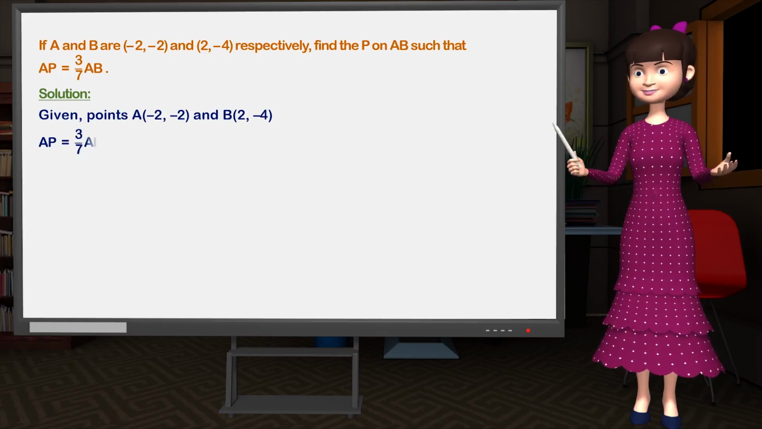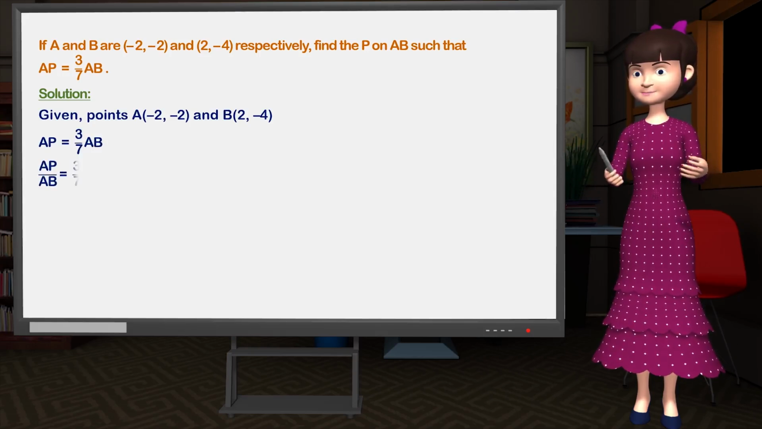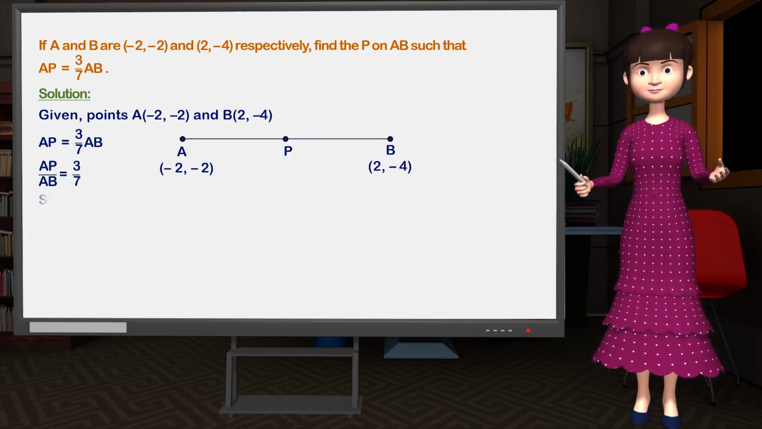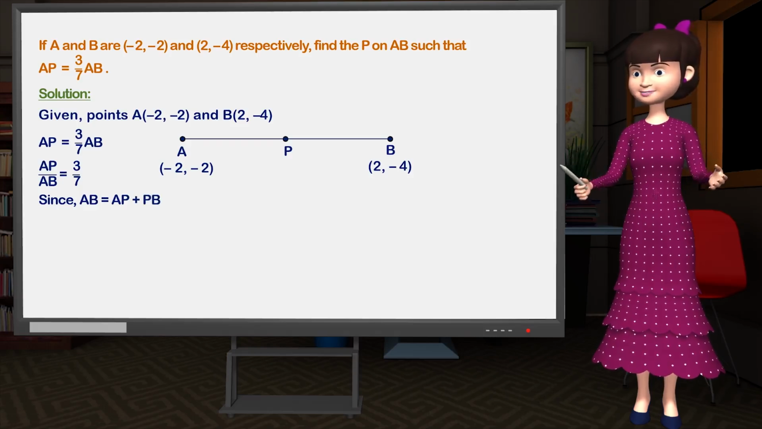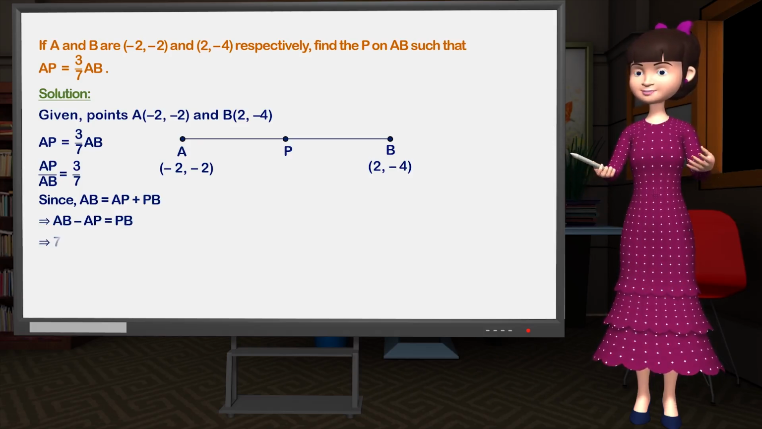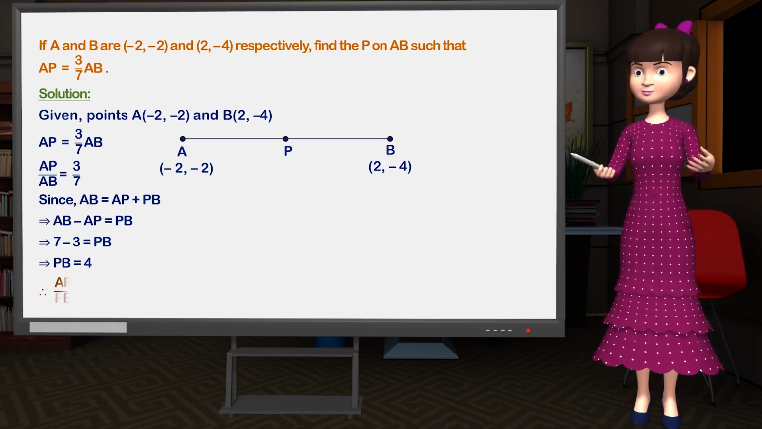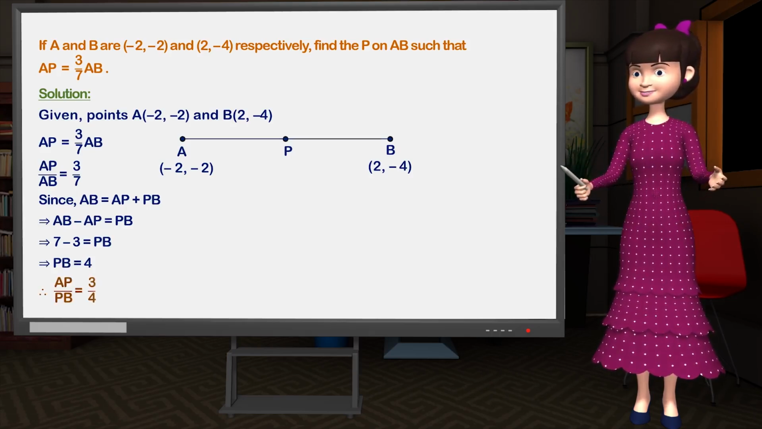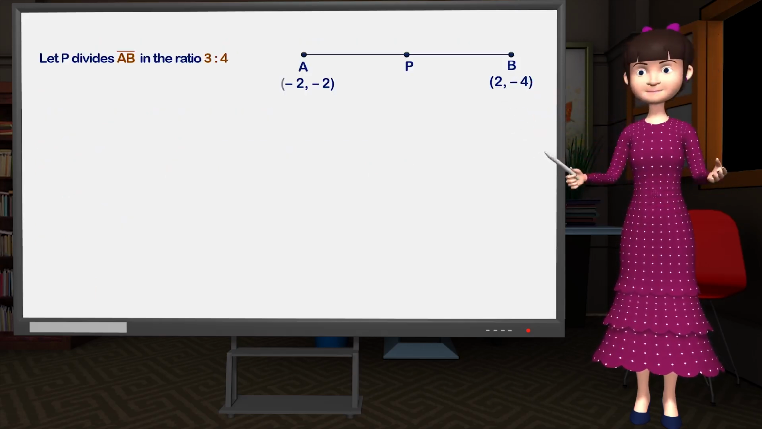AP is equal to 3/7 AB, which implies AP/AB is equal to 3/7. Since AB is equal to AP plus PB, which implies AB minus AP is equal to PB, which implies 7 minus 3 is equal to PB. Solving this, we get PB is equal to 4. Therefore, AP/PB is equal to 3/4. Let P divide AB in the ratio 3:4.